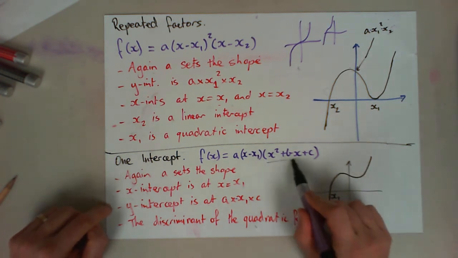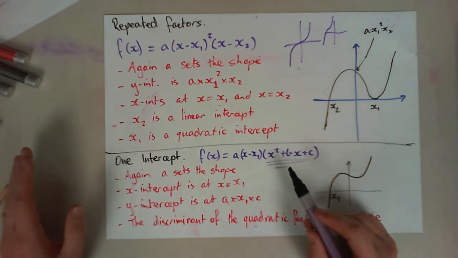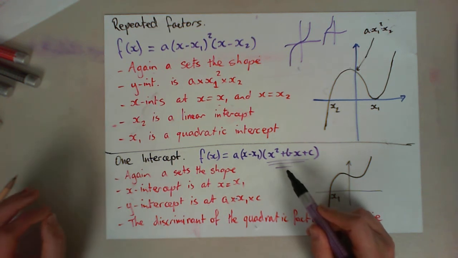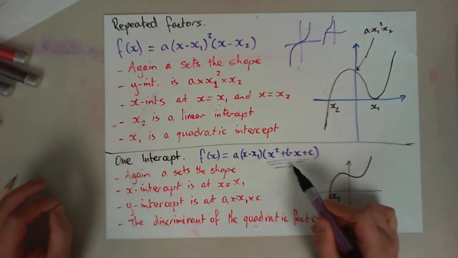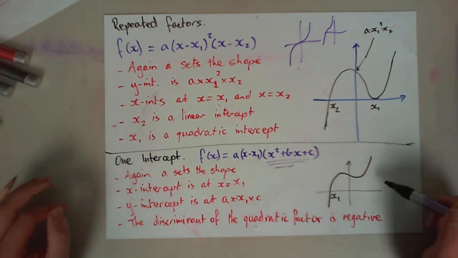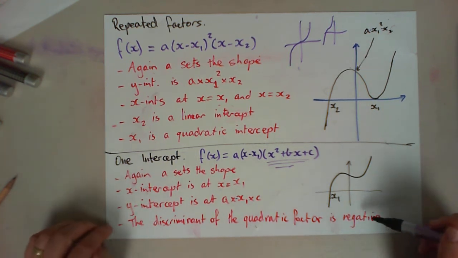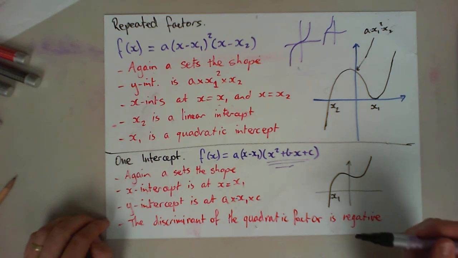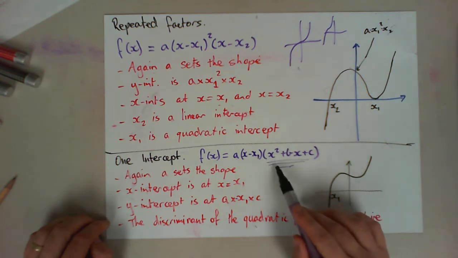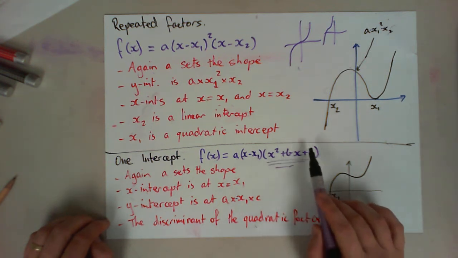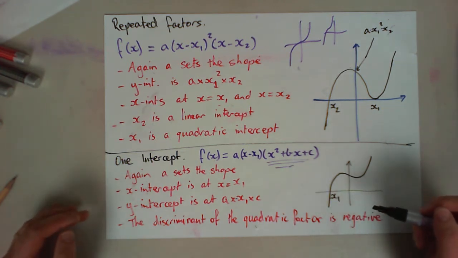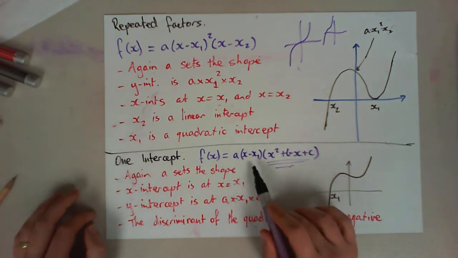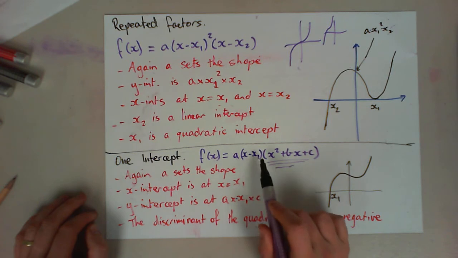Now, what we know about this quadratic is that we can't factorize it. If we could factorize it, then we would get multiple intercepts. So what we can say is that the discriminant of this quadratic is negative. That's saying there's no real solutions to this quadratic, so it doesn't give us any real intercepts. So we're only going to have this one x-intercept from this term here.